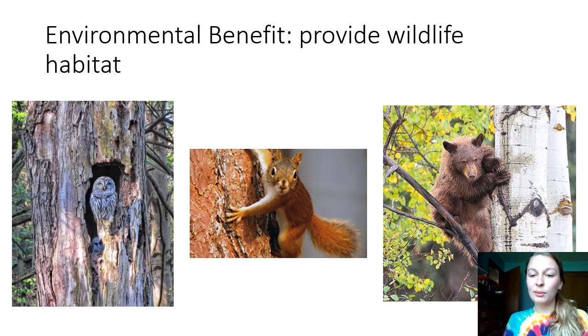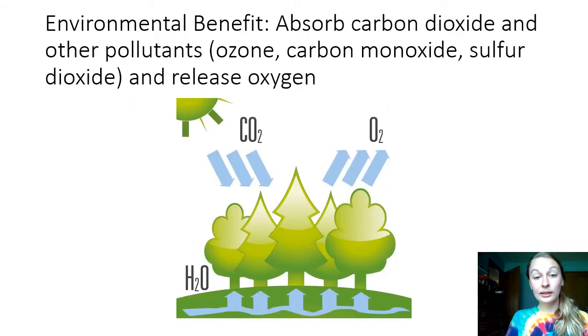So this is just a couple of examples. There's some owls, a squirrel, and a bear, but there are homes for many, many different kinds of animals in trees. Another environmental benefit is that they absorb that carbon dioxide that we breathe out, and then they release oxygen, which is what we want to breathe in. But they can also filter out those other pollutants like I was saying earlier. And these can be ozone, carbon monoxide, and sulfur dioxide.